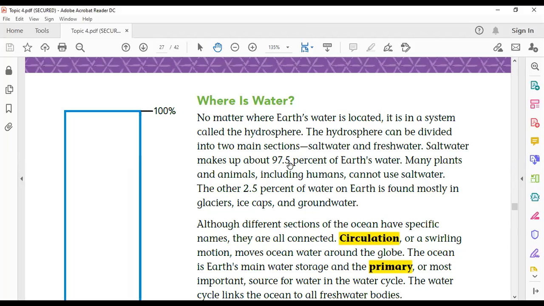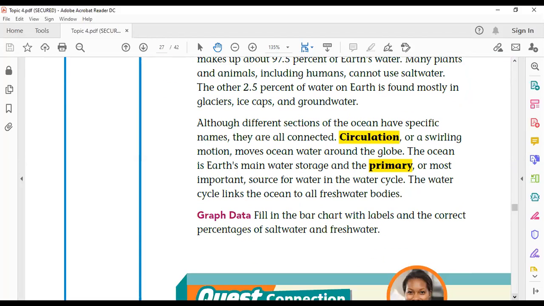Salt water makes up about 97.5% of Earth's water. Many plants and animals, including humans, cannot use salt water. So we can't use this. The other 2.5% of water on Earth is found mostly in glaciers, ice caps, and groundwater, as you know. Although different sections of the ocean have specific names, they are all connected. You have to know that.